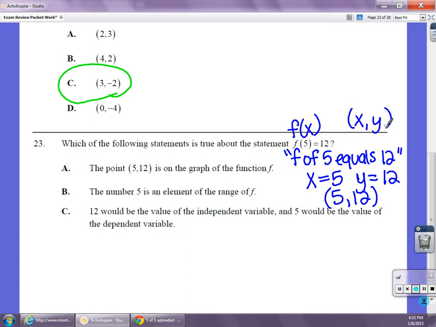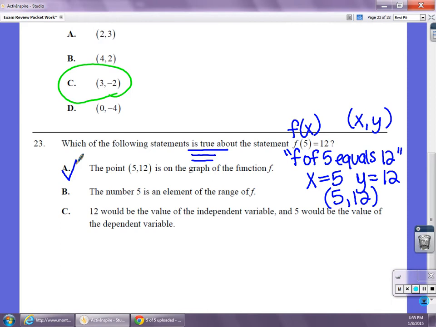Okay, remember an ordered pair is going to be x and y. Okay, so let's look at our answer choices. We want to know which of the following statements is true about the statement f of 5 equals 12. A, the point 5, 12 is on the graph of the function. Well, sure enough, we just figured that out. So that's definitely true. I'm just going to put a check mark for now. Just to double check, let's go through all the answer choices. Maybe we made a mistake. So we want to make sure that B and C are definitely not true.